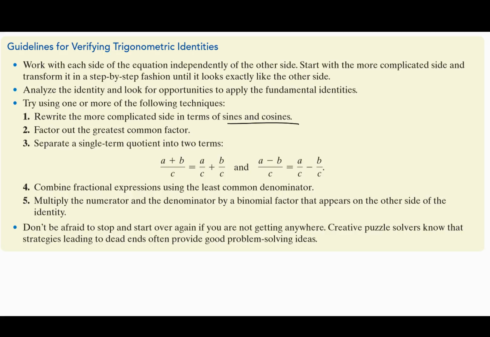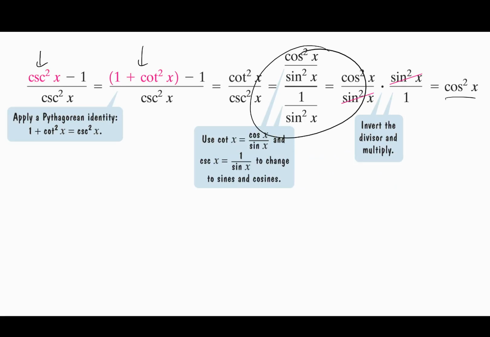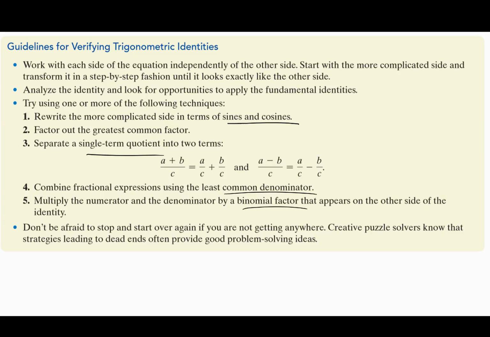If you put everything in terms of sines and cosines, maybe do something like this, right? Multiply by a binomial factor, or make a common denominator, or use a Pythagorean identity, or do something different. Single term quotient, that's kind of the point of this problem: maybe you did it this way, maybe you wanted to do it this way. So again, look for something different to do.